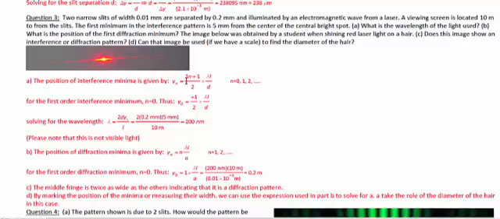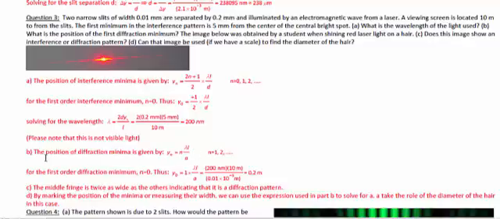Now look at the difference between the expressions. This is for diffraction minima, this is for interference minima. They are quite different equations. The equation for interference maxima is going to look a lot like this one, not interference minima. Interference minima is not going to have the same expression or a similar expression to the diffraction minima.